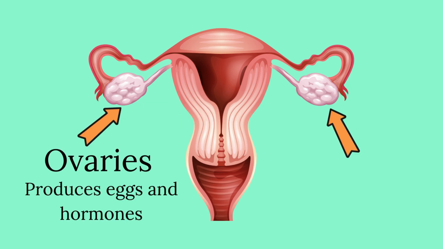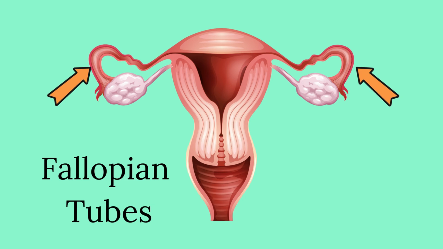Ovaries. The ovaries are two small glands on either side of the uterus. They produce eggs and release hormones like estrogen and progesterone, which control the menstrual cycle. Fallopian tubes. These tubes connect the ovaries to the uterus. When an egg is released from the ovary, it travels through the fallopian tubes to the uterus.